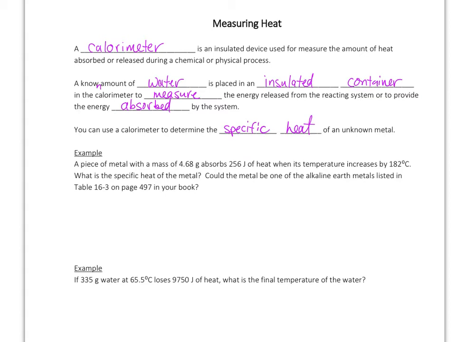A piece of metal with a mass of 4.68 grams absorbs 256 joules of heat when the temperature increases by 182 degrees Celsius. What is the specific heat of the metal? The second part of this is referencing a textbook, which we don't have, so we're not going to worry about what that metal actually is.